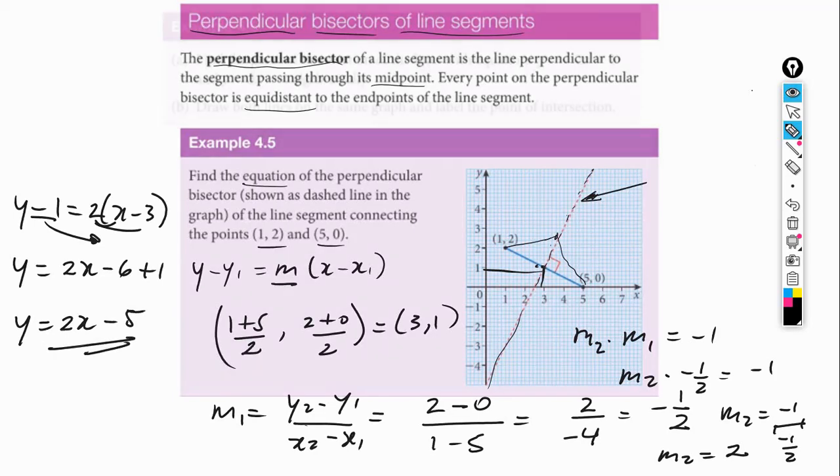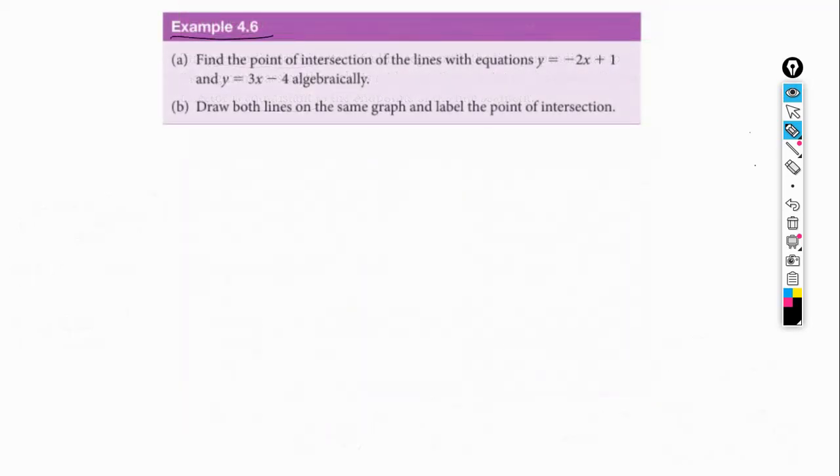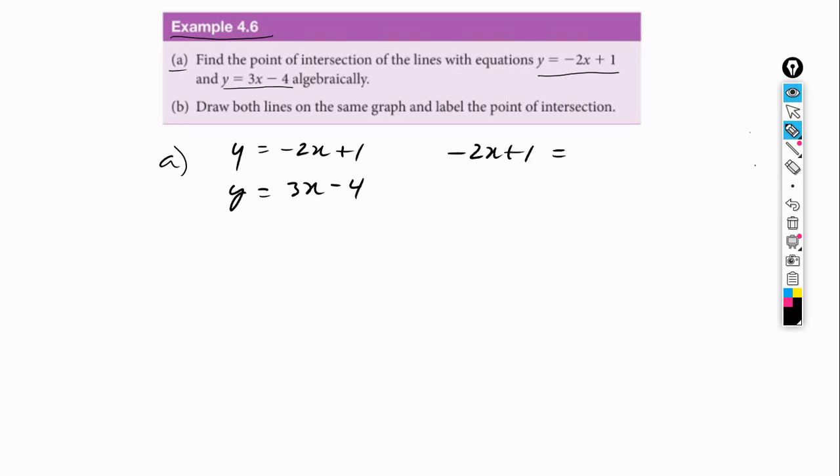So now we're going to do example 4.6. And part A says, find the point of intersection of the lines with equations y equals negative 2x plus 1 and y equals 3x minus 4 algebraically. So that means a system of equations. We would have y equals minus 2x plus 1 and y is equal to 3x minus 4. So we're going to use substitution. Notice that we're saying that y equals this and y equals that. So that means that minus 2x plus 1 is equal to 3x minus 4.